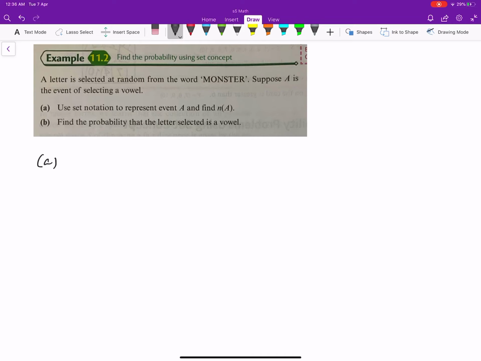So let's start. So we first find the vowel. Okay, A, E, I, O, U, right? So O and E. Okay, then the set will contain these 2 elements, right? So O and E. Then the number of elements in A will be 2.